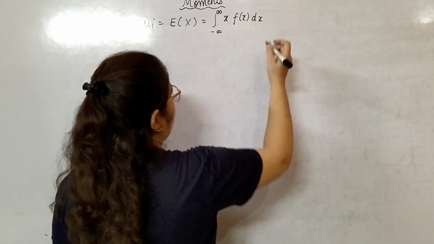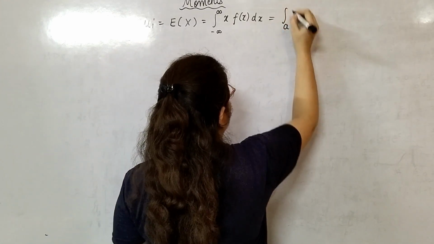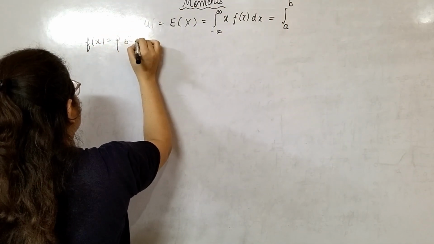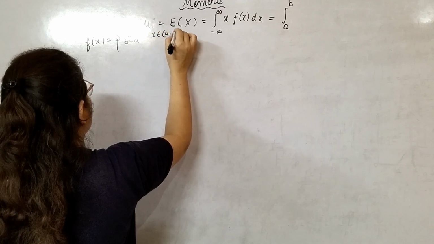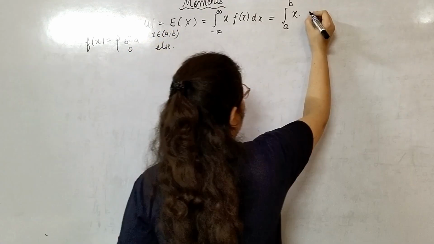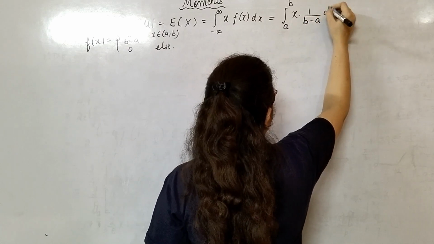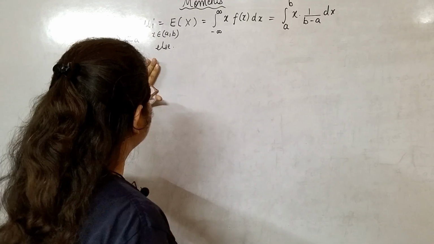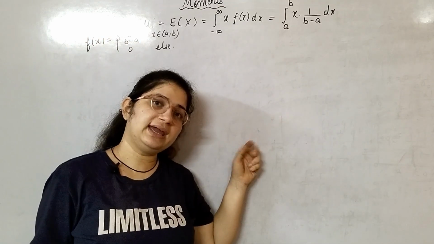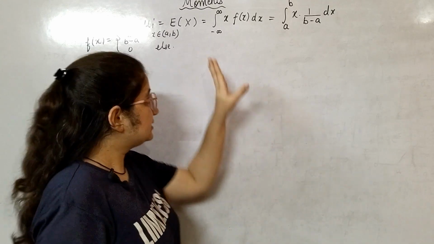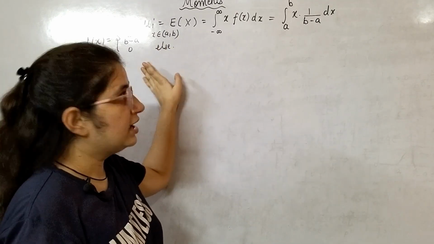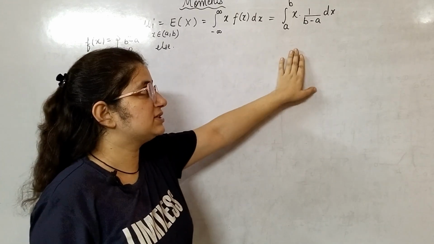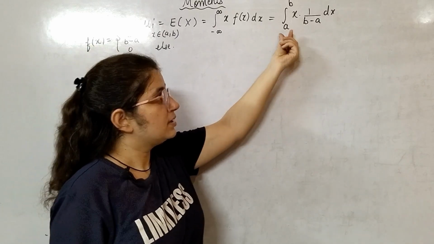Now I am writing the formula for f(x): it is 1 by (b minus a). See, why have I taken the limits from a to b directly? Why have I not included the limits from minus infinity to a and from b to infinity? Because in that case your function value is 0, and if you multiply x with 0, that will be 0. So there is no need to mention that. That's why I directly wrote the limits a to b.